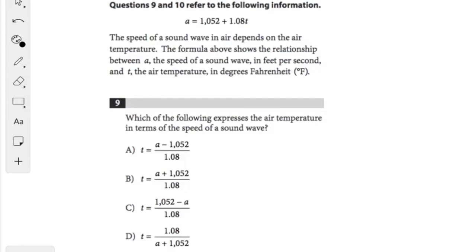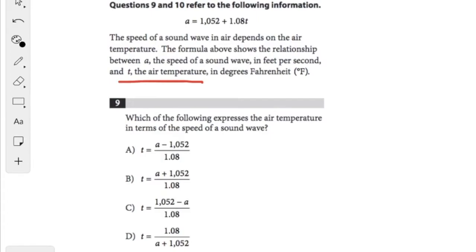The expression that shows the air temperature in terms of the speed of the sound wave. What variable is the air temperature? It tells us in the question. Air temperature is T, right? They tell us that in the question. So which expresses the air temperature in terms of the speed, which is A? That's really a fancy way of saying isolate T, get T alone.